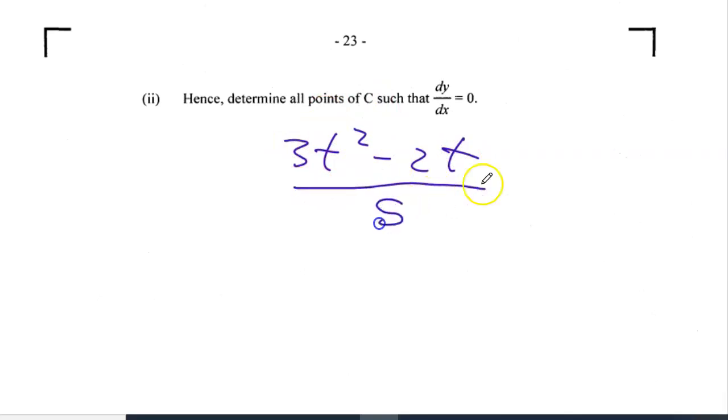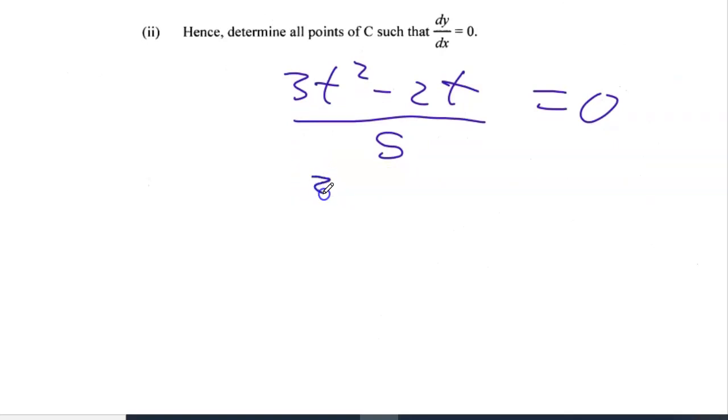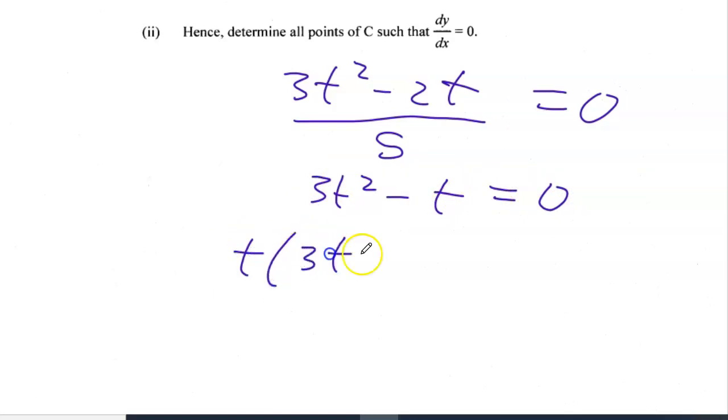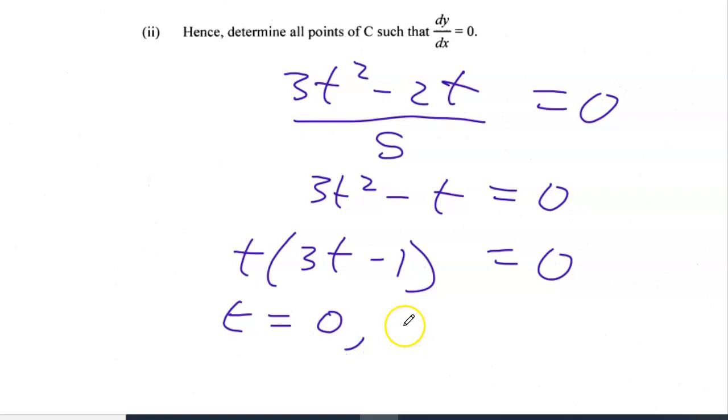So you equate that to 0 and solve. So we end up with 3t squared minus 2t is equal to 0. We factor t. So we have t times 3t minus 2 equal to 0. So t is equal to 0, or t is equal to, equate the bracket to 0. We get 3t minus 2 equals 0. So t is equal to 2/3.